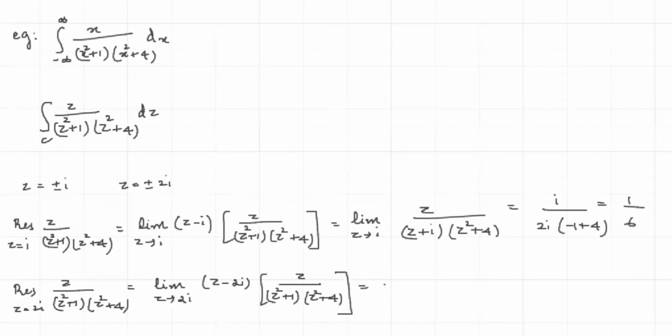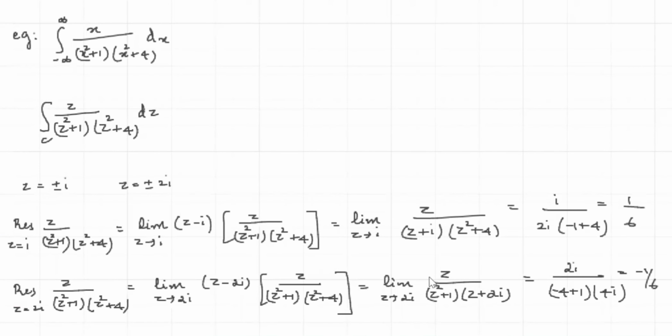And that is equal to the limit as z tends to 2i of z by (z square plus 1) times (z minus 2i), which will cancel with the denominator, and you are left with (z plus 2i), and that is equal to 2i by ((2i) whole square is minus 4, plus 1) times 4, and that is equal to minus 1 by 6.